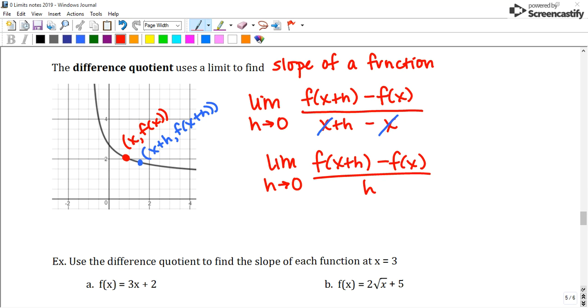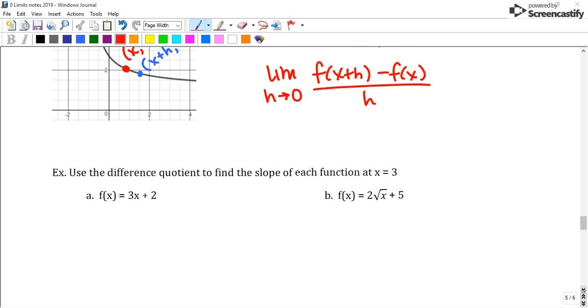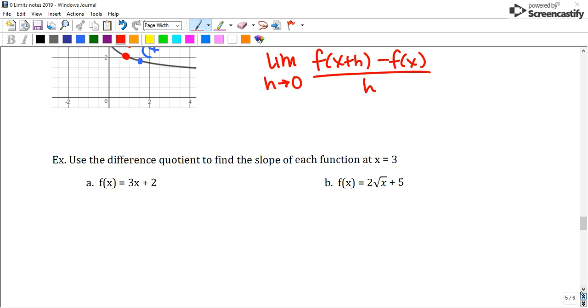Okay, so let's give it a try. Now, I have two different examples for you here, one more complicated than the other. First one is just a linear function. So you should be able to look at this and say, hey, why do we even have to do this? I know my slope is going to be 3, because a line has a slope of m, right? But I just want to show you how the difference quotient would work.